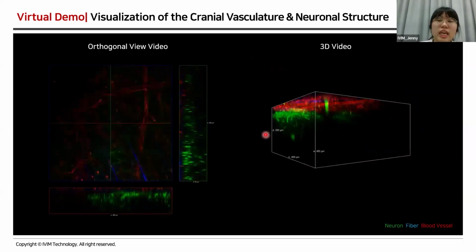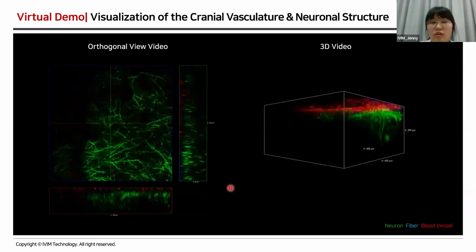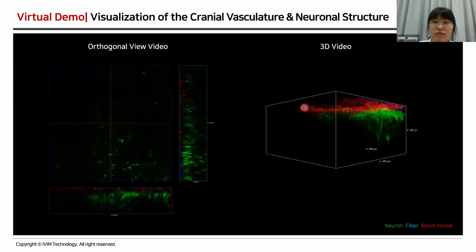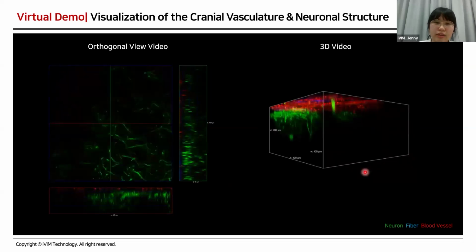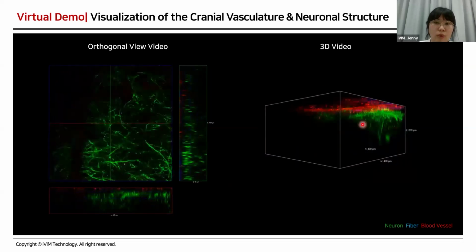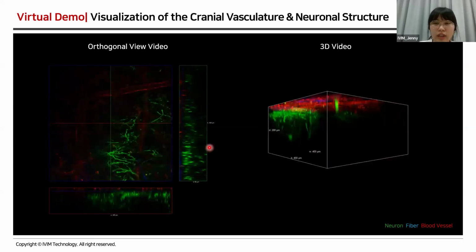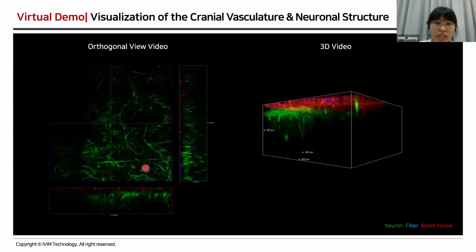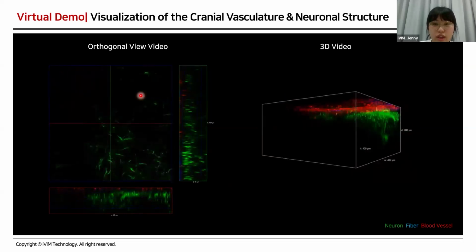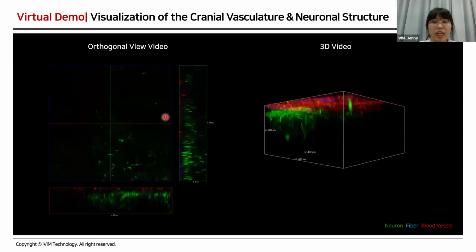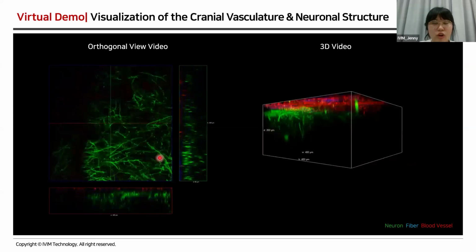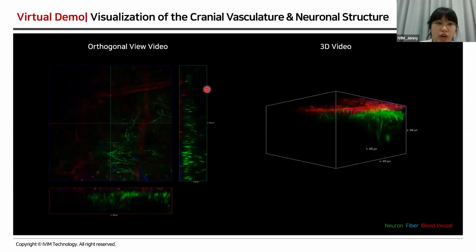And this is the 3D analysis video of the same results. In the video on the right, you can view the brain from the surface down and see the entire depth of the brain all at once. And the video on the left is an orthogonal view of the brain in which you can observe each layer starting from the surface, allowing a detailed examination of how the blood vessels, neurons, and fiber structures are arranged in each layer of the brain.